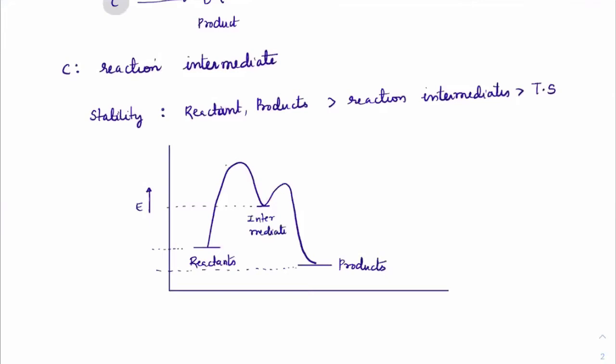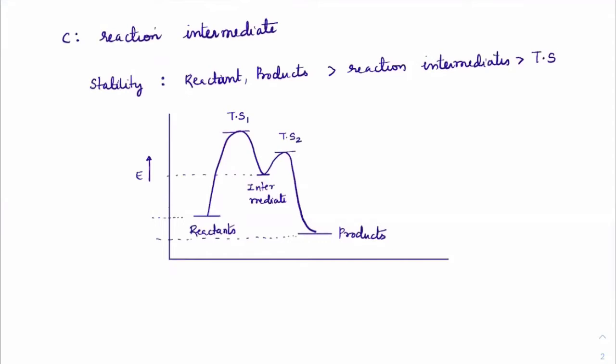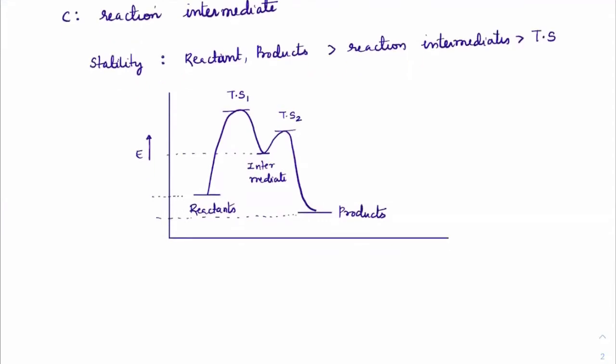And the peaks of these energies are the transition states. So transition state 1, transition state 2. A transition state will always be formed whenever we go from reactants to products. In case there is an intermediate, we'll get multiple transition states. If there is no intermediate and only a one-step reaction, you will get only one transition state. Now you can see here, this is a two-step reaction.